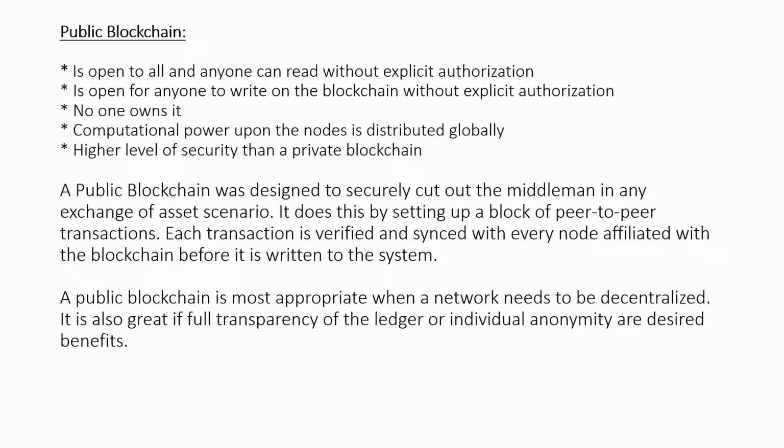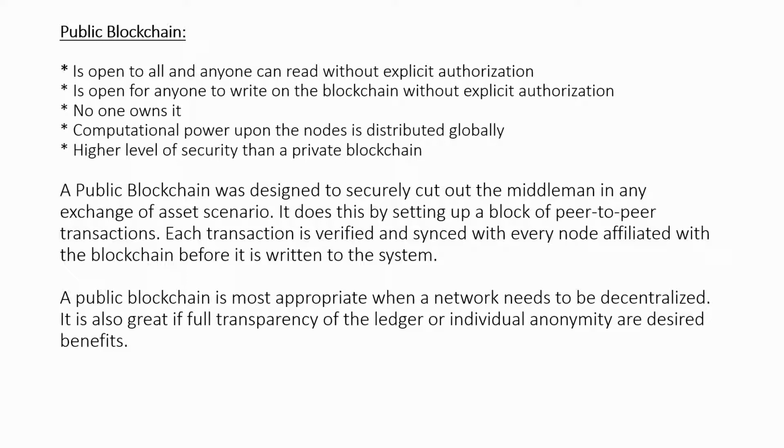Why was a public blockchain designed? A public blockchain was designed to securely cut out the middlemen in any exchange of assets scenario. You don't need someone dealing in between two people. With a cutting out of the middleman, you are able to save money as well as earn money much more than you would be able to if there was that middleman. It does this by setting up a block of peer-to-peer transactions. Each transaction is verified and synced with every node affiliated with the blockchain before it is written to the system.